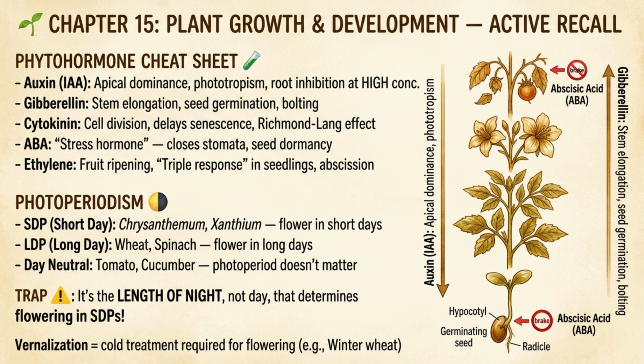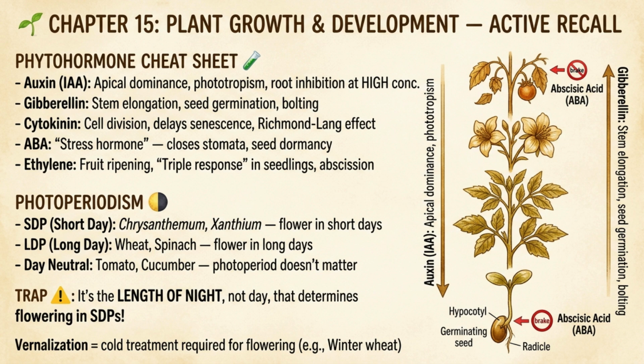This is a chapter full of NEET traps, so pay attention. The 5 plant hormones. Auxin promotes cell elongation, but at high concentrations actually inhibits root growth. That's why roots grow away from auxin. Gibberellins cause stem elongation and bolting. Bolting means premature flowering in biennial plants.